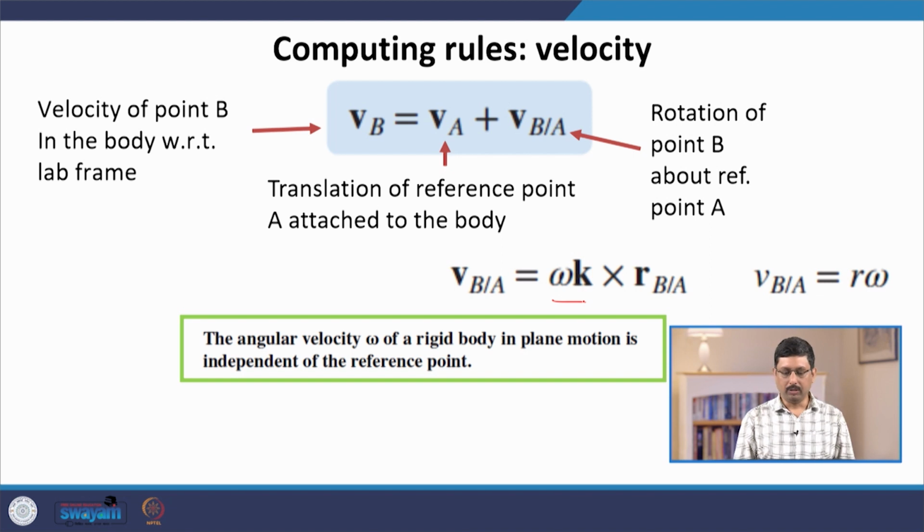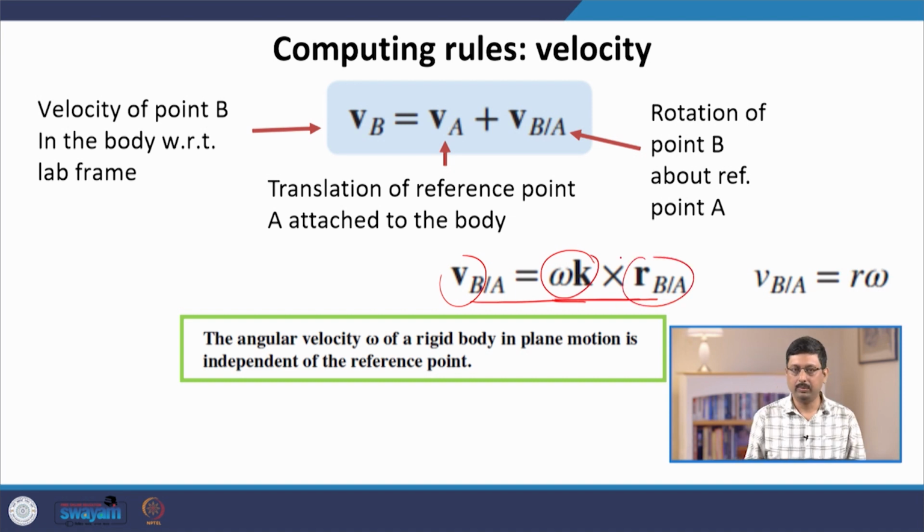Now, for the case in which we are considering a fixed axis rotation, the axis of rotation is fixed. In that case, the velocity of the point B due to the rotation of B about A is given simply by the angular velocity times the distance. This is from the definition of angular velocity. The angular velocity of a rigid body in plane motion is independent of the reference point.